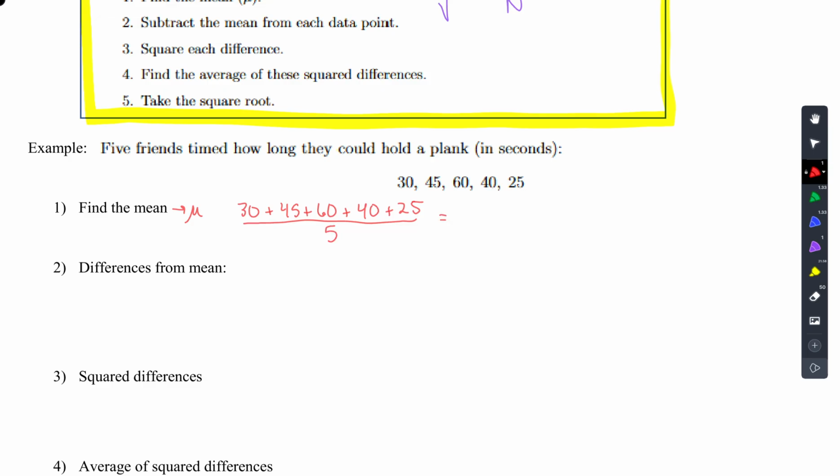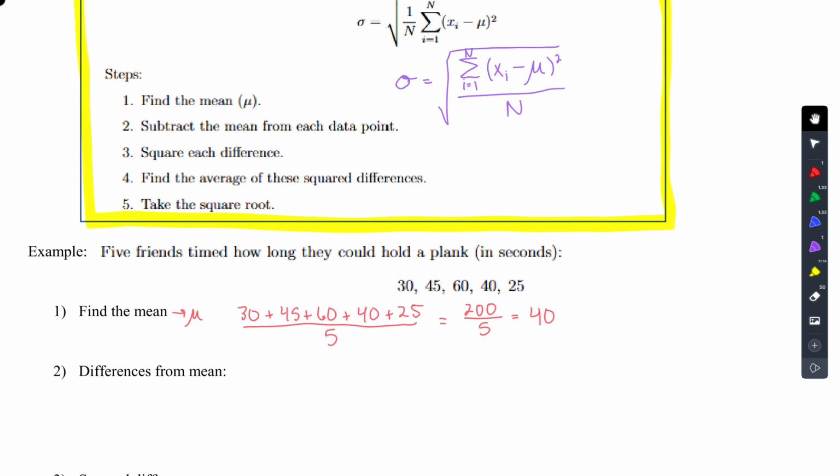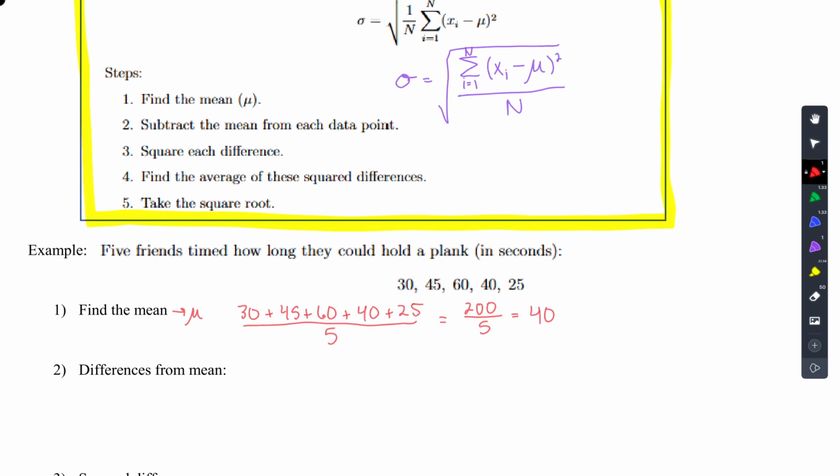So you're going to add them all up. You get 200 when you do that. Divide by 5, right? So we get 40. So the average is 40. That number goes in this spot. So this is the mean, is that mu thing.